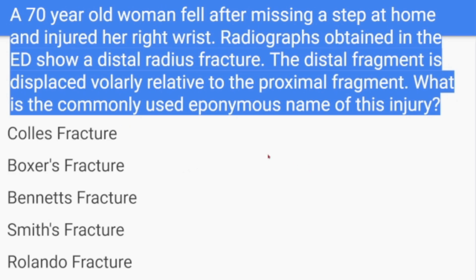A 70-year-old woman fell after missing a step at home and injured her right wrist. Radiographs obtained in the ED show a distal radius fracture. The distal fragment is displaced volarly relative to the proximal fragment. What is the commonly used eponymous name of this injury? So this is a distal fragment displaced volarly relative to the proximal fragment. Okay. Volarly. So this would be a Smith's fracture.